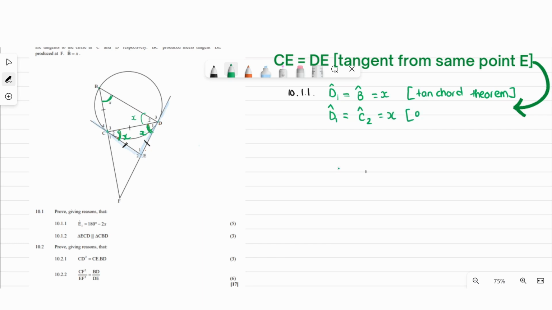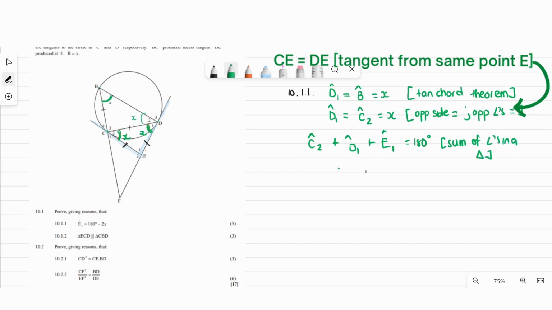opposite sides equal, meaning opposite angles equal. So now what do we know? We know that angle C2 plus angle D1 plus angle E1, which is what we want, is equal to 180 degrees. And your reason is the sum of angles in a triangle.